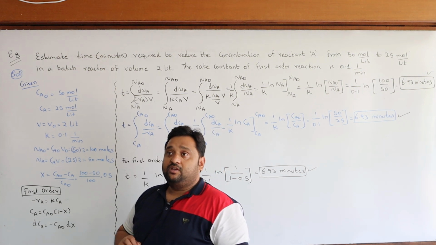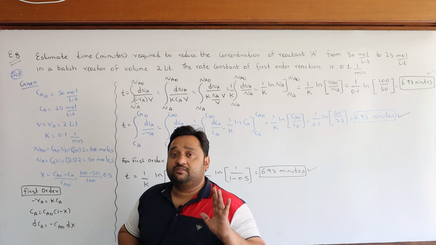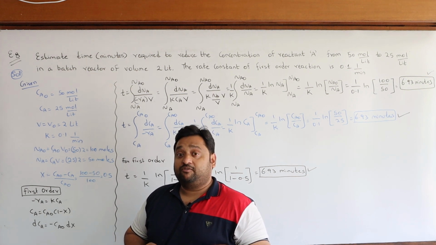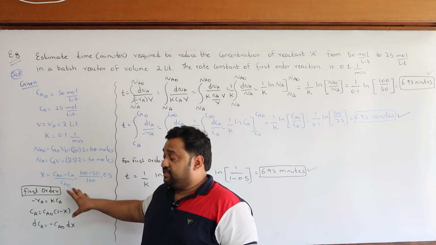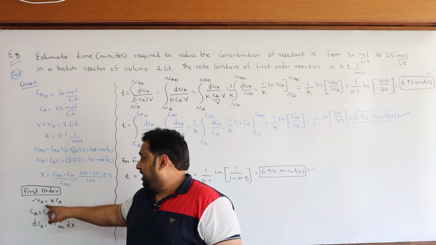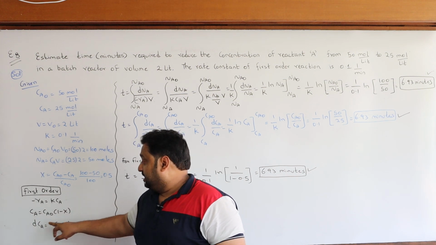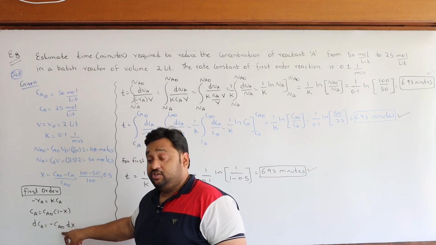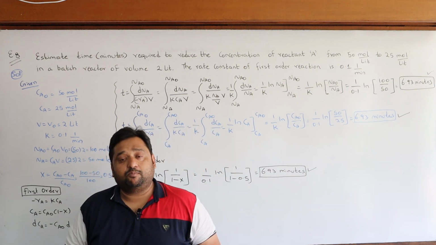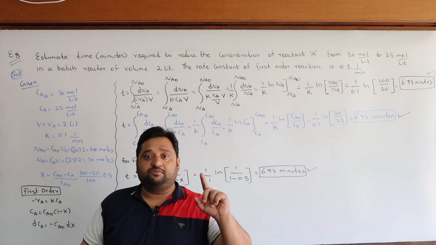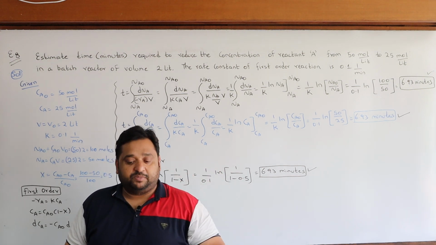That means you have to find out the time required for 50% conversion. It is given first order, minus R equal to K Ca, Ca equal to Ca0 into 1 minus x, dCa is equal to minus Ca0 into dx. If you keep this as the given data, solve the problem using three formulas: one with respect to moles, second with respect to concentration, and third with respect to conversion.